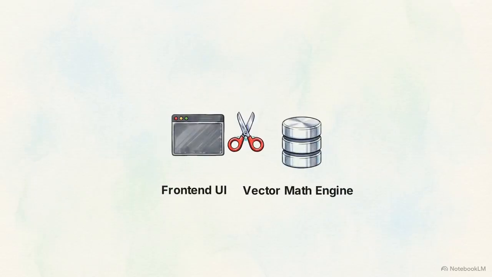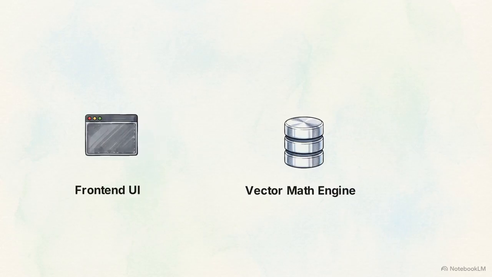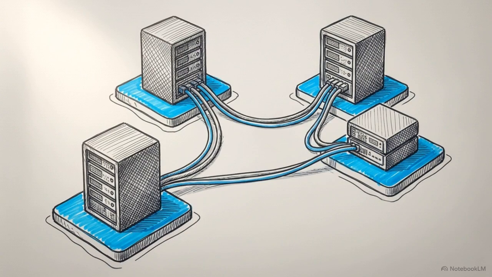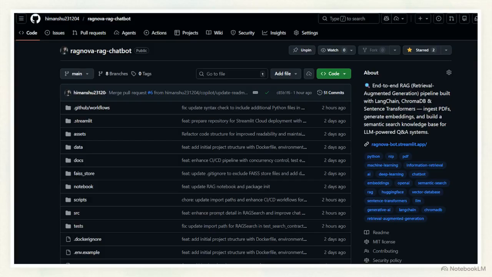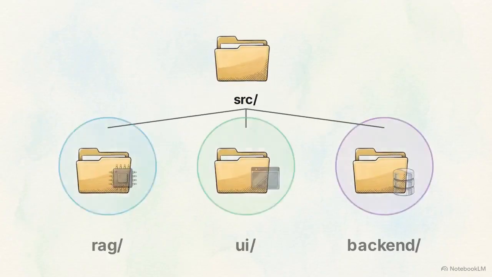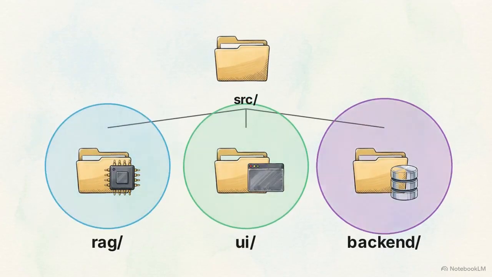This is achieved through modular code-based design. The front-end UI operates independently and does not contain any of the complex vector math itself. A production-ready system requires decoupling the front-end components from the back-end index manager and search client. Looking at the RAG-Nova GitHub repository structure, we can see exactly how the entire project is neatly organized for deployment. The source directory maintains strict separation of concerns, divided cleanly into RAG, UI, and backend packages.